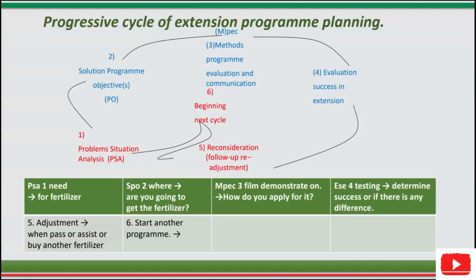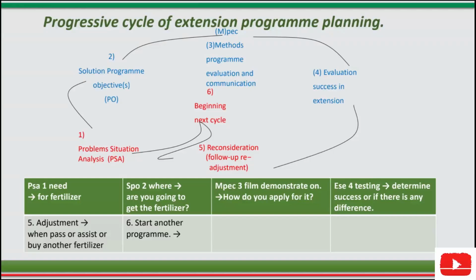At this point, what does that connote? It simply connotes when we get assistance or buy another fertilizer. You see, at this point, we are adjusting. Probably we sought to get the fertilizer, we couldn't get it. Now, what are we going to do? We try to get an assistant to get it done. If we cannot get it, we just buy another fertilizer if we can't get the one we really want. So these are the adjustments you can do at this point.